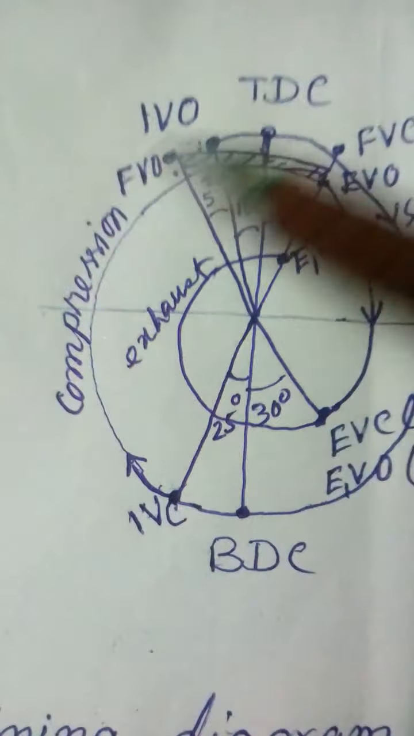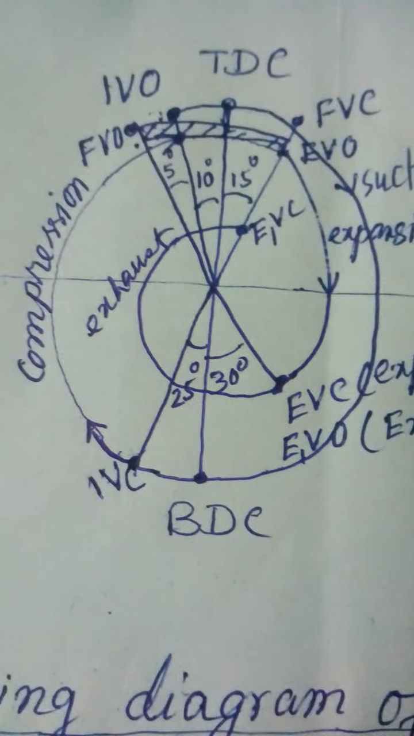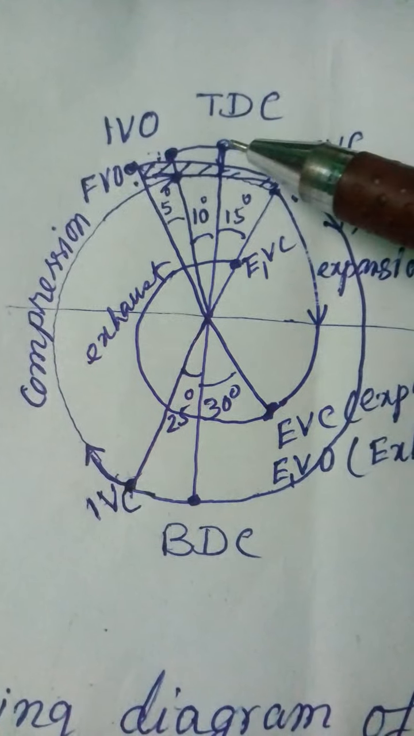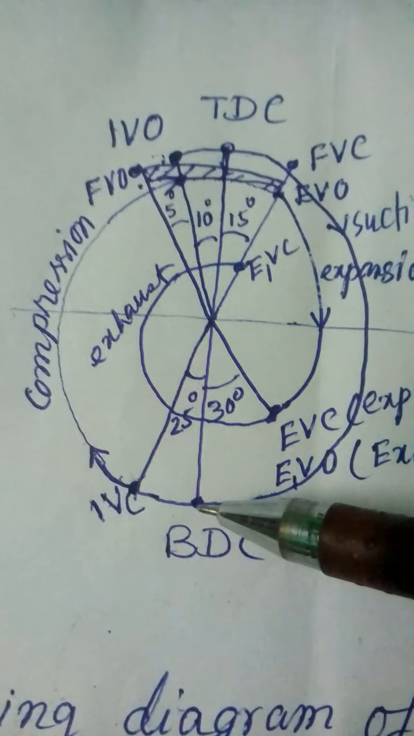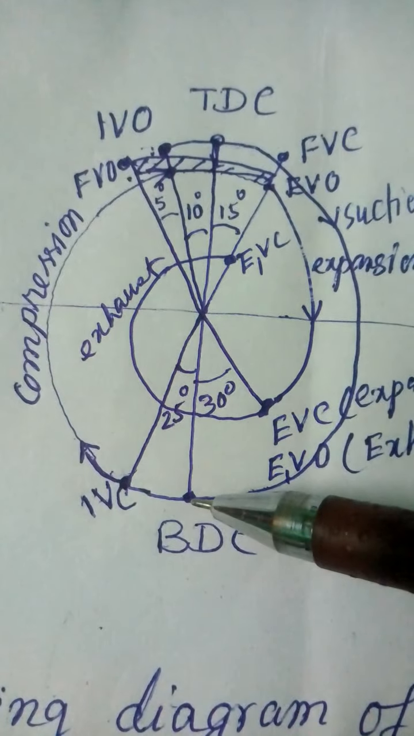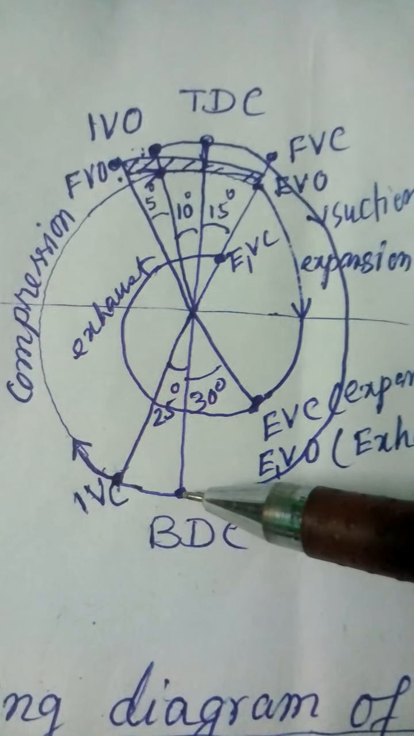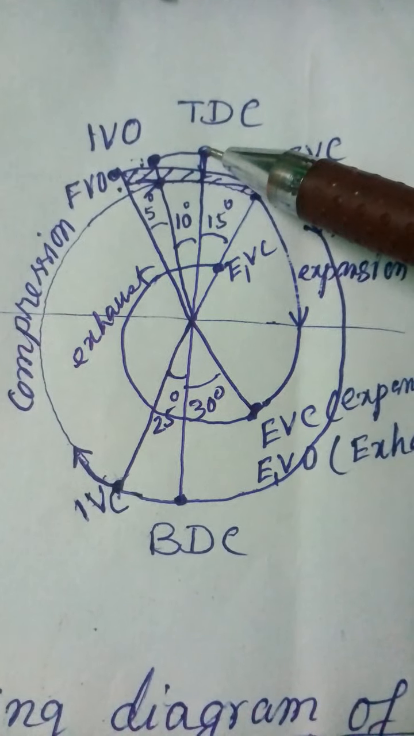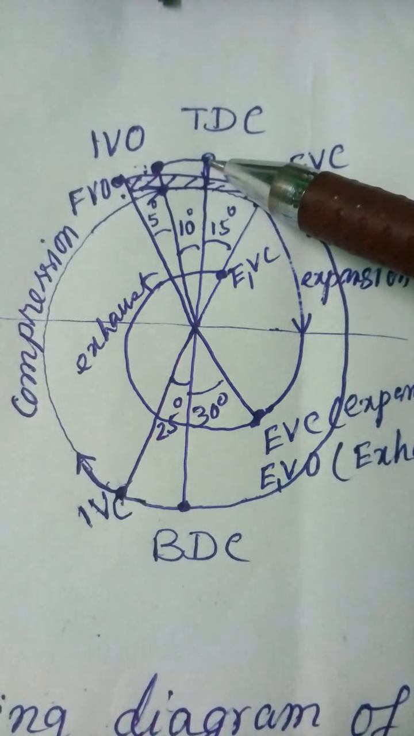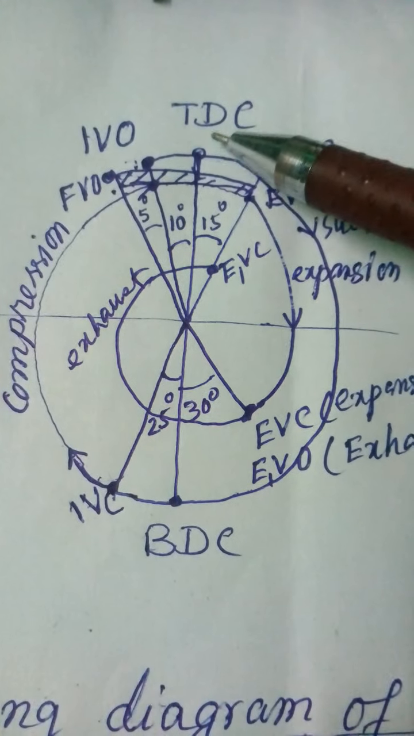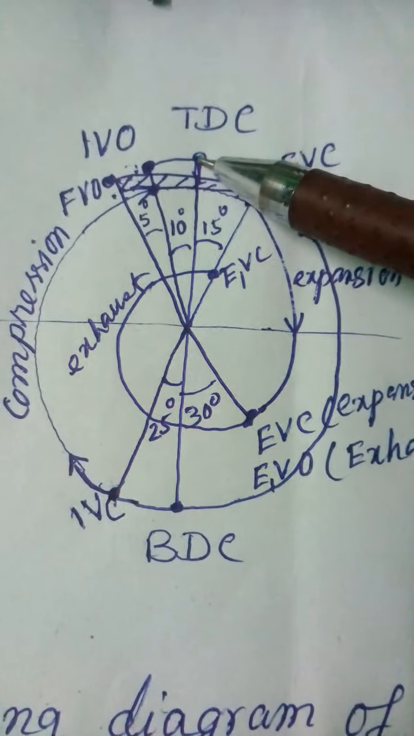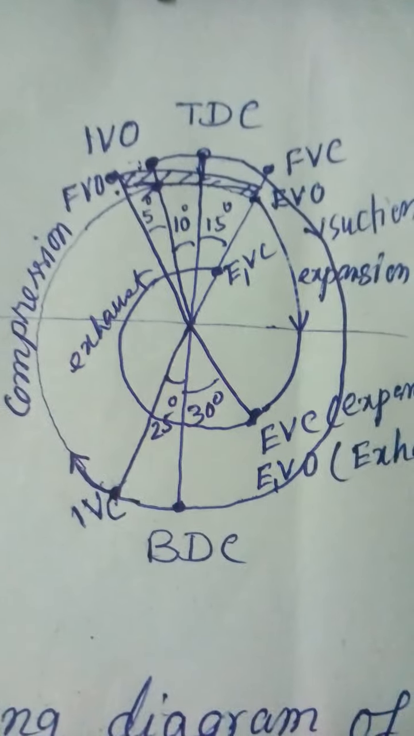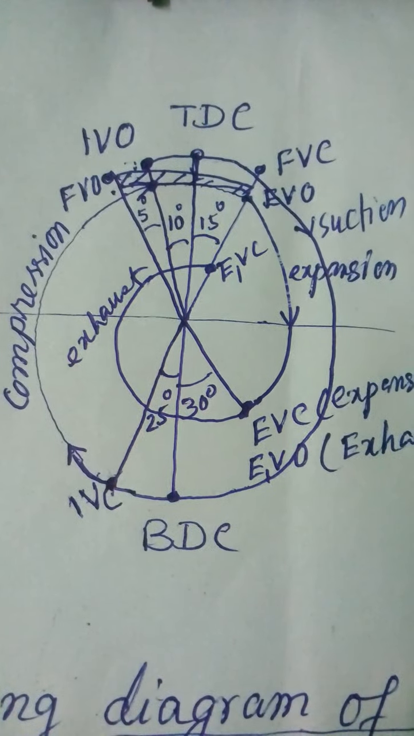Now this is the diagram which talks about the following sentences. This is the top dead center and this is the bottom dead center. Bottom dead center is the extreme lower position of the piston in the cylinder, and this is the extreme upper position of the piston. This is the top dead center, and above this is the clearance volume. There is some volume left in the cylinder, that is the clearance volume.